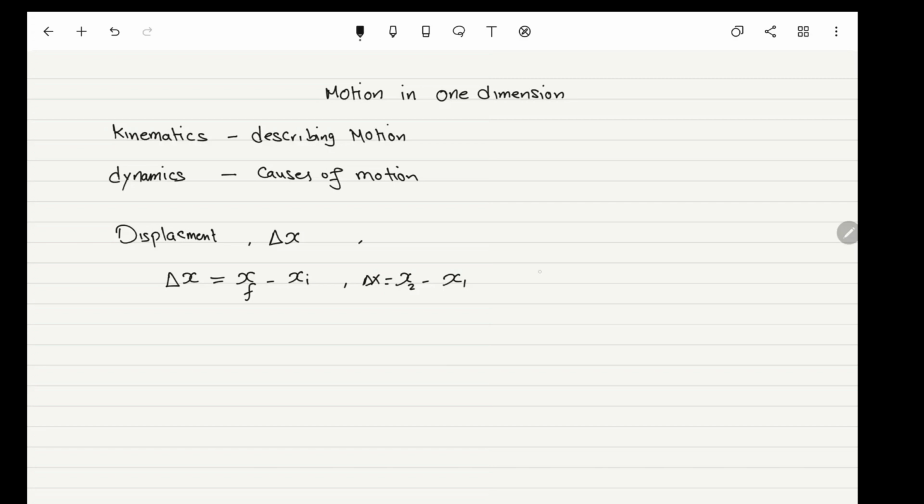It's measured in meters in SI units, and it's different from distance, the length of the path. Distance, as we mentioned before, is defined as the length of the path, but displacement is defined as the difference between the initial and final position. The position of an object at any time t is given by its x coordinate. Displacement, as we mentioned before, is the change in its position, so x final minus x initial.